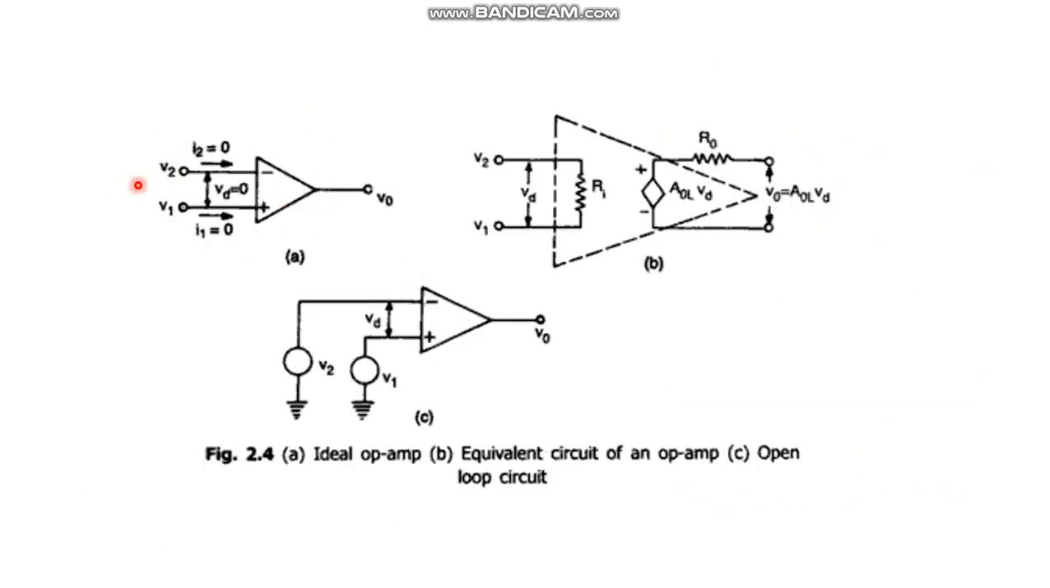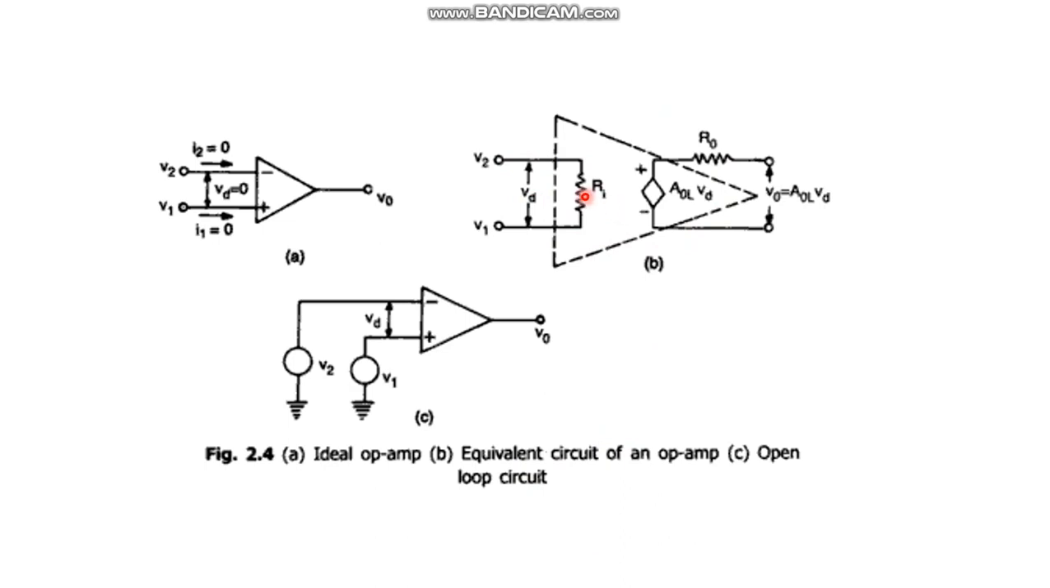This is the basic ideal operational amplifier, where V1 and V2 are input signals and V0 is the output signal. VD is a difference signal, that is the difference between V2 and V1. Here I1 and I2 are 0, as we already discussed that it has infinite input impedance, meaning it won't allow any current to flow into it, and V0 is the output. And this is the equivalent circuit diagram. Equivalent circuit diagram means it is not the actual circuit inside this op-amp, but it represents the entire circuit inside this op-amp. That's why it is called the equivalent circuit.